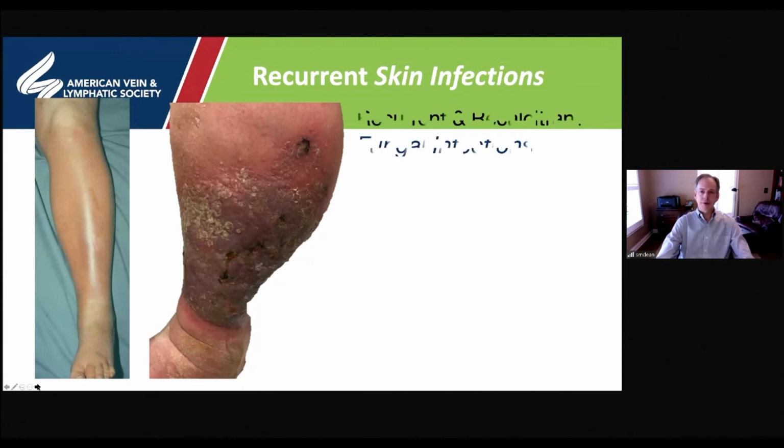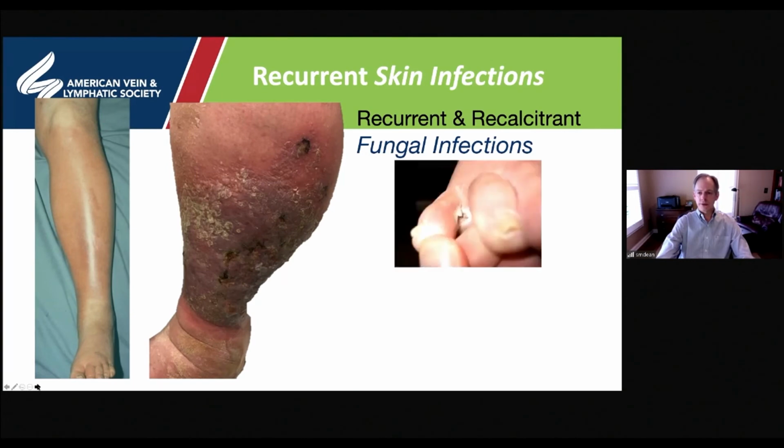So again, I suspect most people know that, but don't forget that this also underlies this predisposition that lymphedema and Phlebolymphedema patients have to recurrent and recalcitrant fungal infections. So this is not an uncommon scenario.